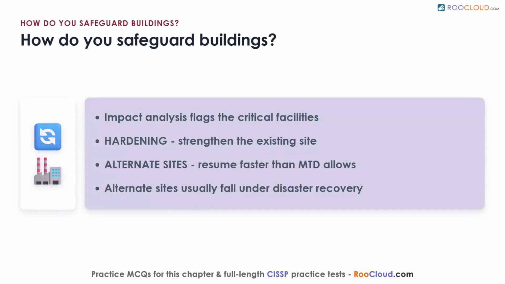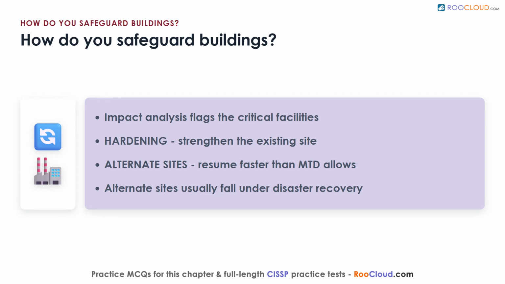How do you safeguard your buildings and facilities? Many businesses depend on specialized sites, from offices to plants to warehouses, and your impact analysis flags which ones are critical. For each, your plan addresses two options. Hardening provisions strengthen the existing facility against identified risks, ranging from something as simple as fixing a leaky roof to installing reinforced shutters and fireproof walls. When hardening is not feasible, you turn to alternate sites where operations can resume faster than the maximum tolerable downtime allows. Note that alternate sites usually belong to disaster recovery rather than continuity, since you identify the need during planning but only an actual interruption triggers the move.